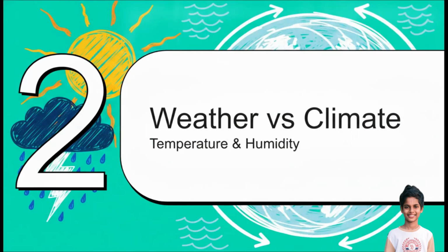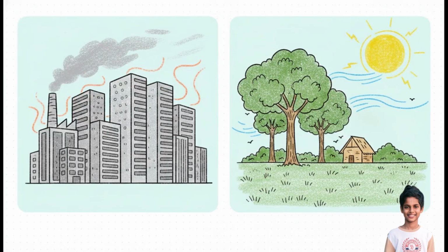Moving smoothly to Section 2, Weather versus Climate, Temperature and Humidity. So that covers the grand long-term rules of climate. But what about the day-to-day weather? While climate is the long-term pattern, daily weather is driven by temperature and humidity.